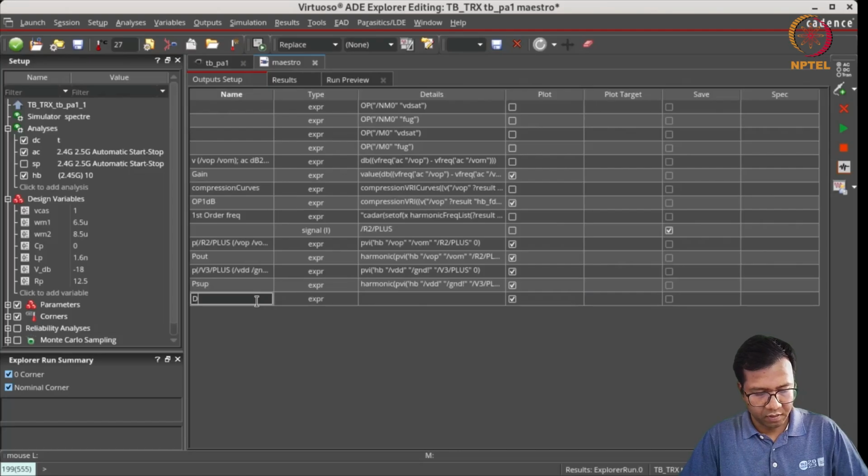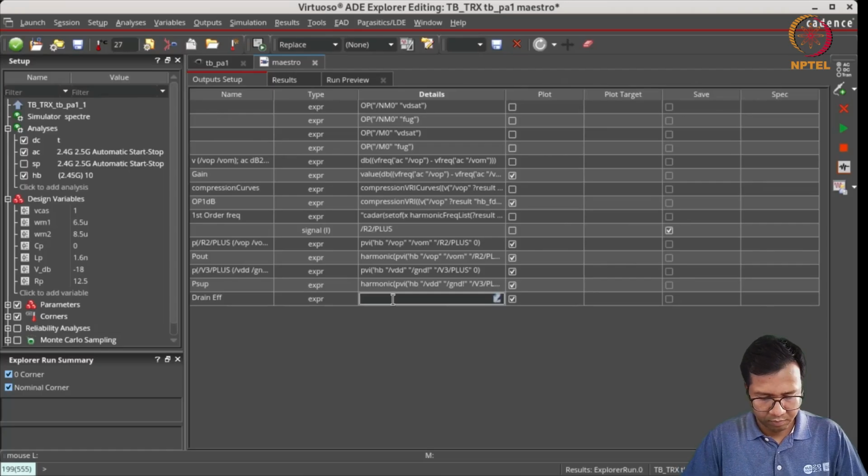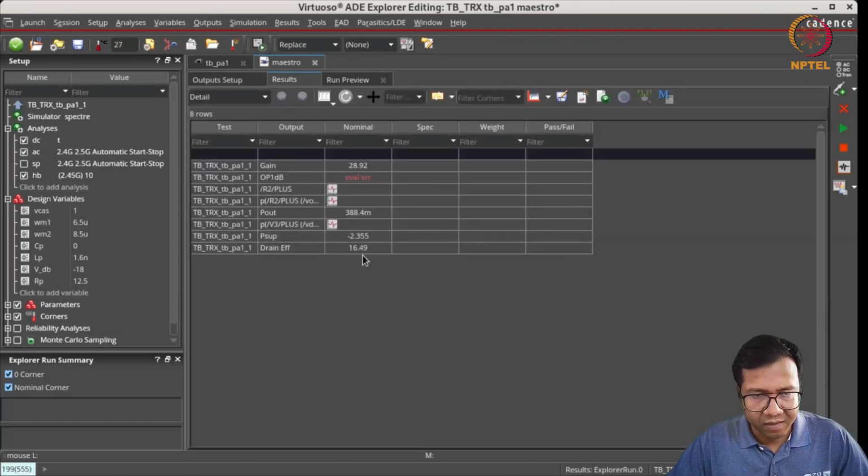The drain efficiency is going to be P out by P supply into 100 when we want the efficiency in percentage. So here we can see that the drain efficiency is 16.5%. This is at the P1 dB point.